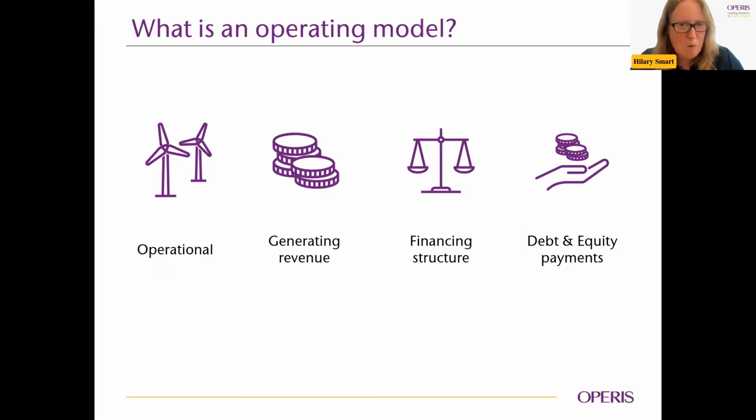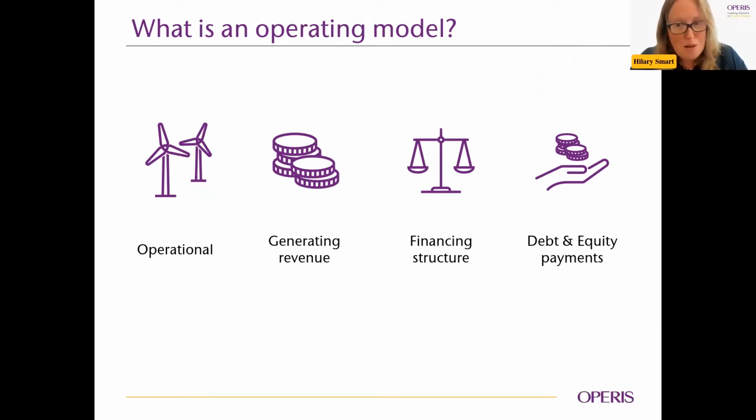So briefly, what is an operating model specifically? Your asset will normally require an operating model after it's met some key milestones. It will likely be through construction and earning revenue, and it will have a fixed financing structure in place. It will soon be ready to start making payments to debt and equity holders.